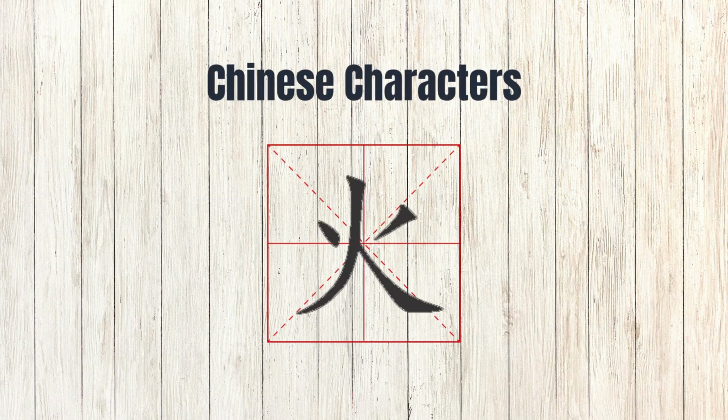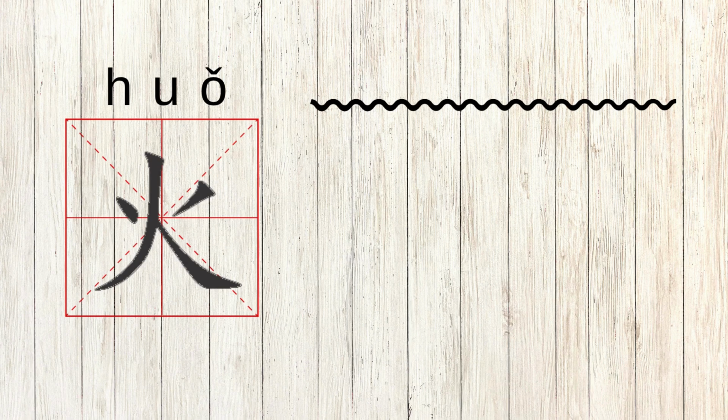Today, we are going to explore an ancient Chinese character. Its pronunciation is 火. It means fire. When this character is combined with other characters, it forms many common words.